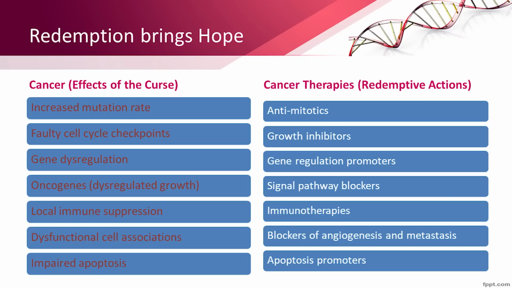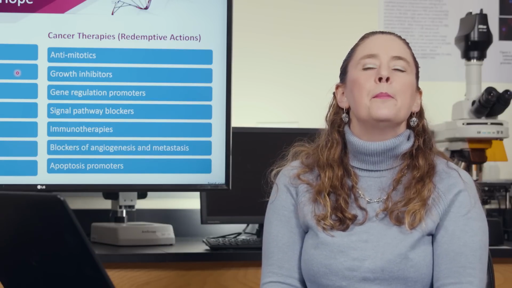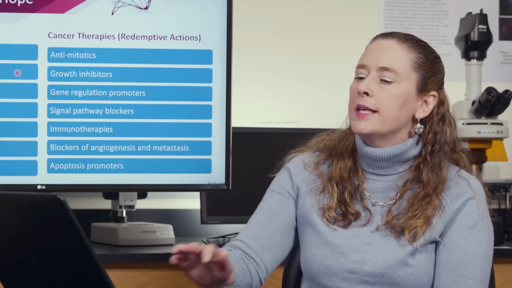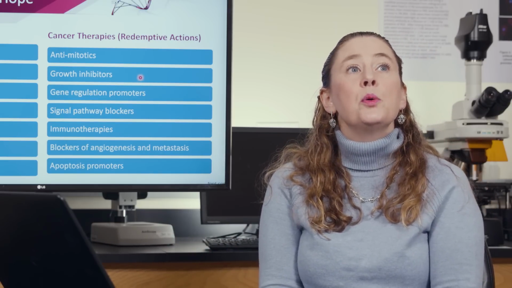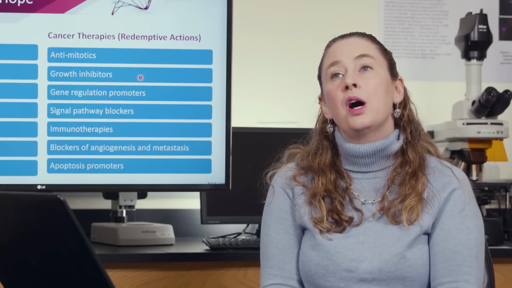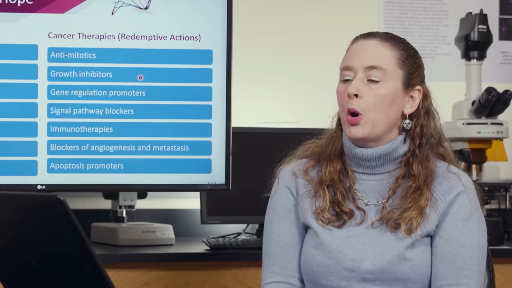Another hallmark of cancer is having faulty cell cycle checkpoints. We mentioned that the tumor suppressors that God built as part of his good design are often disrupted or underexpressed or just plain broken in cancer. And so one of the ways that we can combat this brokenness is by using growth inhibitors, things that block growth, so that even though the tumor suppressors are not functioning as they should, we can stop the cells from growing when they shouldn't.